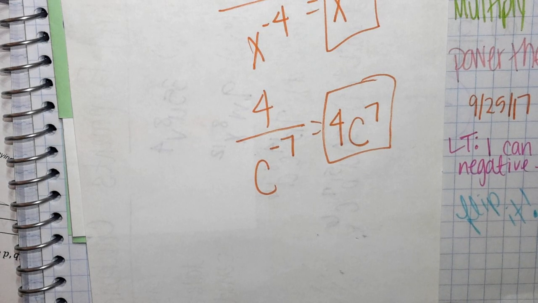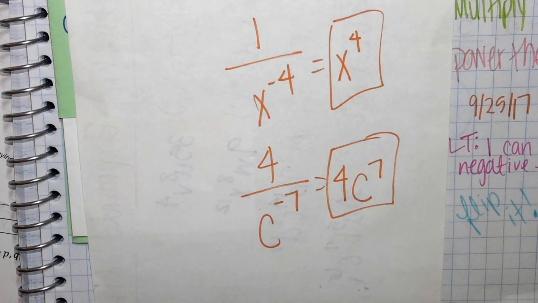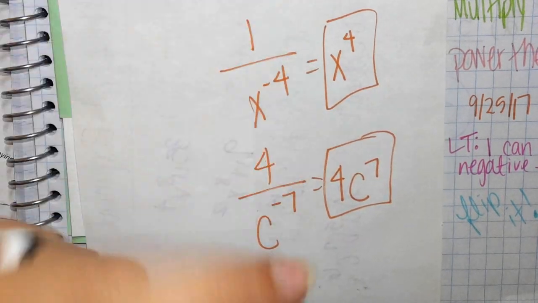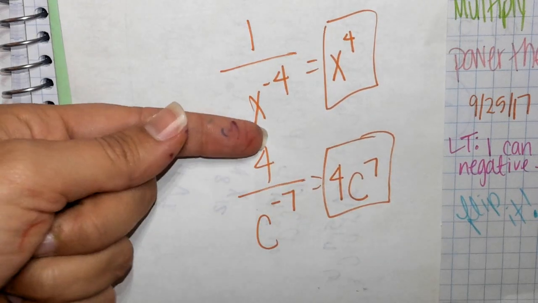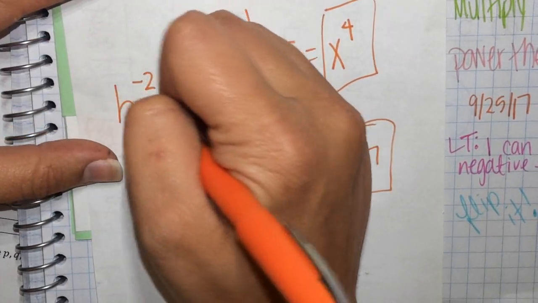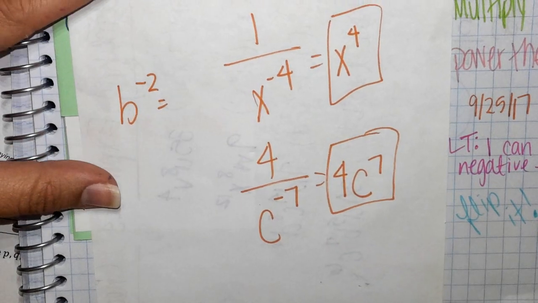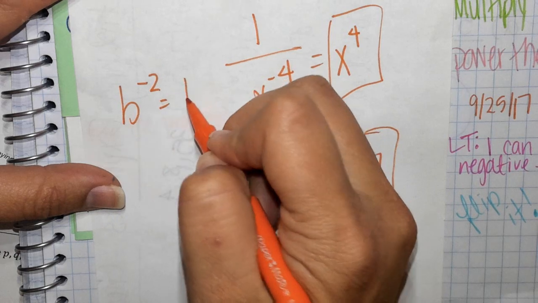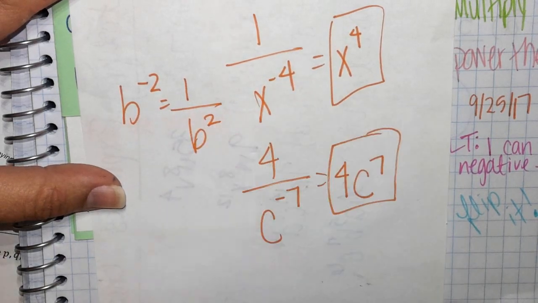That's all you do. Can we write this down? So if it's negative and it's on bottom, you flip it to the top. If it's negative and it's on bottom, flip it to the top. If it's negative on top, what does that become? What do I have to do to it? You have to flip it. Flip it makes it positive.